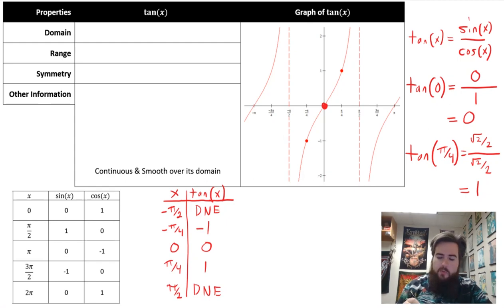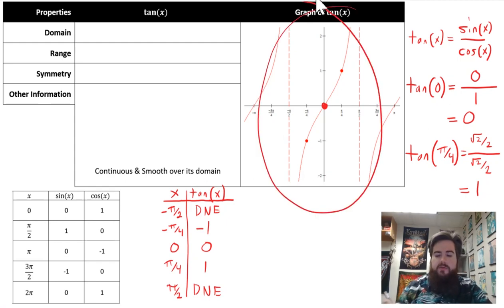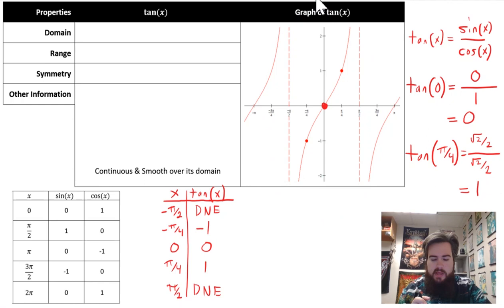These values are where this middle section of the graph for tangent is coming from. You see two asymptotes at negative pi halves and pi halves. You see the points at negative pi fourths and pi fourths at negative 1 and 1 respectively, as well as the center point at the origin.